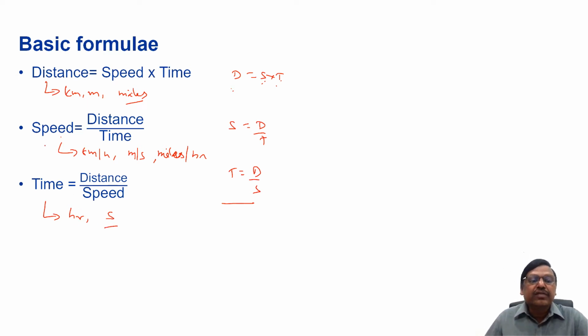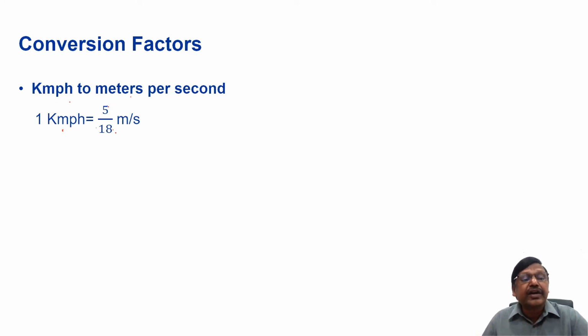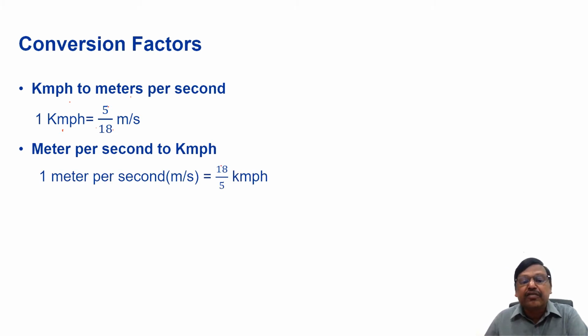Now, how do we convert kilometers per hour into meters per second or vice versa? Kilometers per hour to meters per second, we multiply with 5 by 18. 1 kilometer per hour equals 5 by 18 meters per second. Meters per second to kilometers per hour, you have to multiply with 18 by 5, because 1 meter per second equals 18 by 5 kilometers per hour.